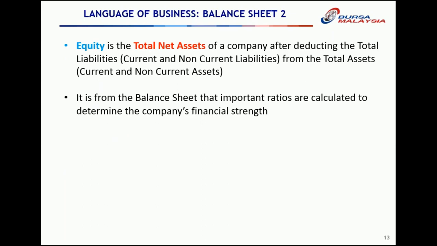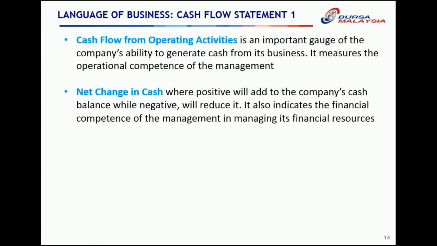Equity is the total net assets of a company after deducting the total liabilities, current and non-current, from the total assets, which is the current and non-current assets added together. All these are found on the balance sheet, and it is also in the balance sheet that important ratios are calculated to determine the company's financial strength. In the next session, we will be talking more on financial ratios. In this segment, I will just run through some basic ratios.